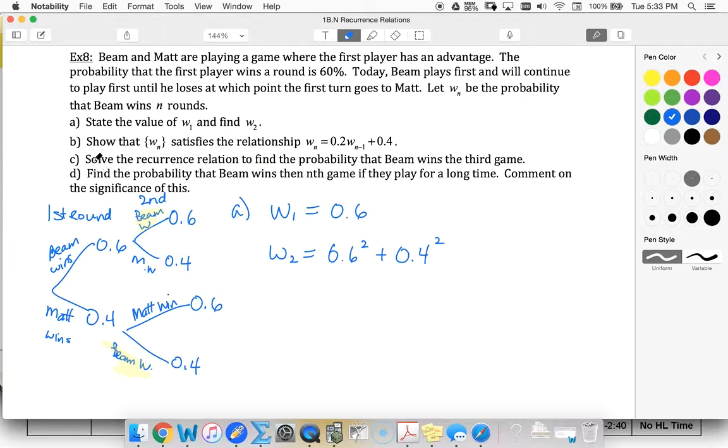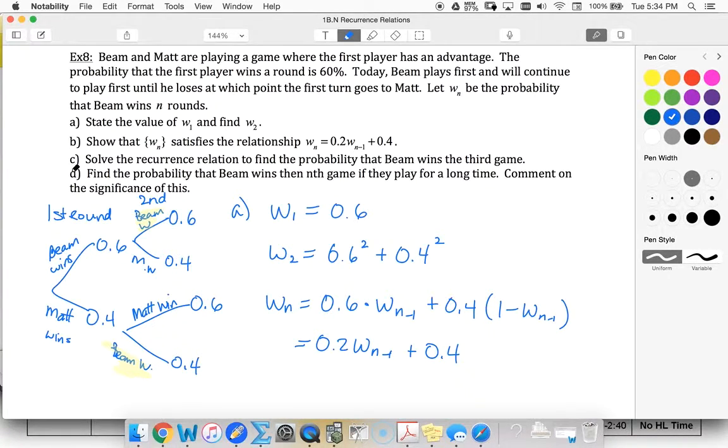All right. So show W_n satisfies this relationship. We want a previous term relationship. Looking from above, the probability that Beam wins a round, given the previous rounds, is going to be 0.6 times the probability he won the previous round, or 0.4 times the probability he lost. Losing is going to be 1 minus the probability that he won. If I simplify this out, 0.6 times previous term minus 0.4 times previous term, that's 0.2 times previous term, plus 0.4, as we wanted to show.